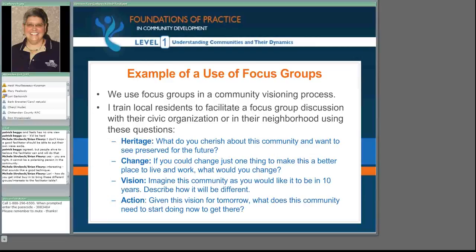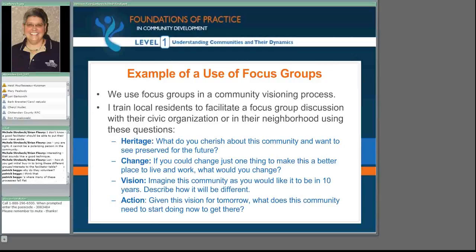And then Michelle and Brian are asking, how do you get initial buy-in to bring these different groups or interests to the facilitator table? In the process that I've been using, there is a local group that volunteers to lead the whole visioning process. I suggest that be composed of persons who represent various interests in the community. And I tell them that it's their responsibility to use their network of connections to convince the different social organizations in the community to participate in the visioning process.